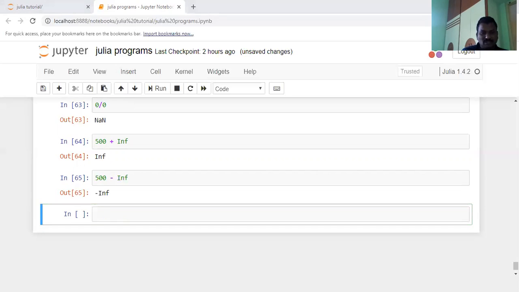Another important point here is infinity plus infinity is infinity. Infinity minus infinity is a special case. For example, infinity plus infinity is infinity, while infinity minus infinity is not a number.